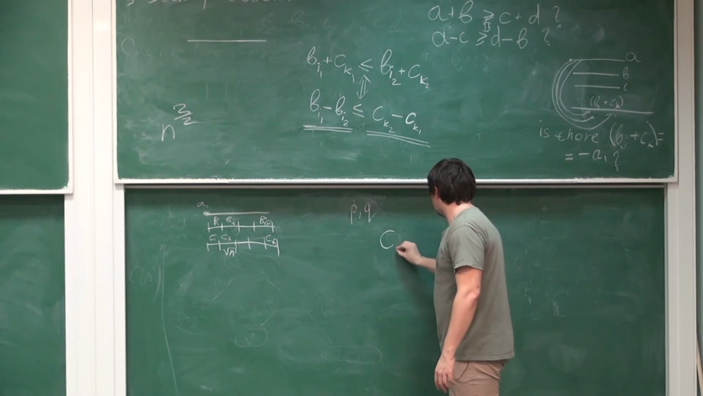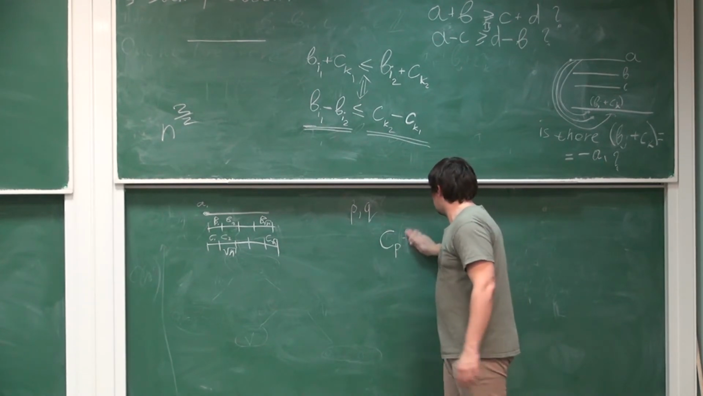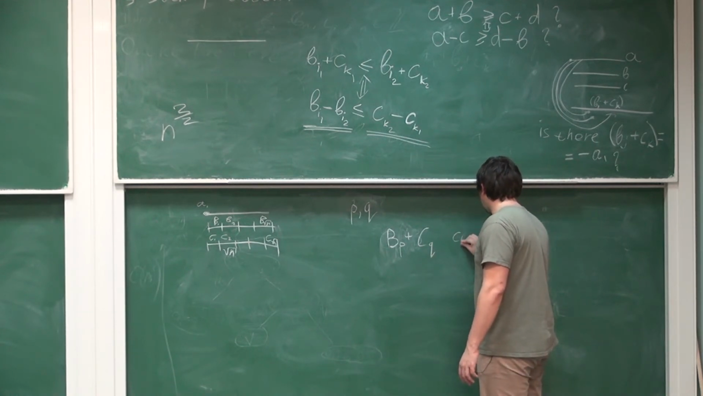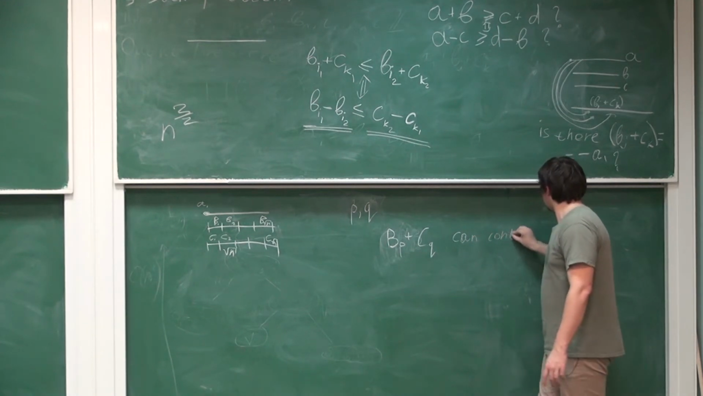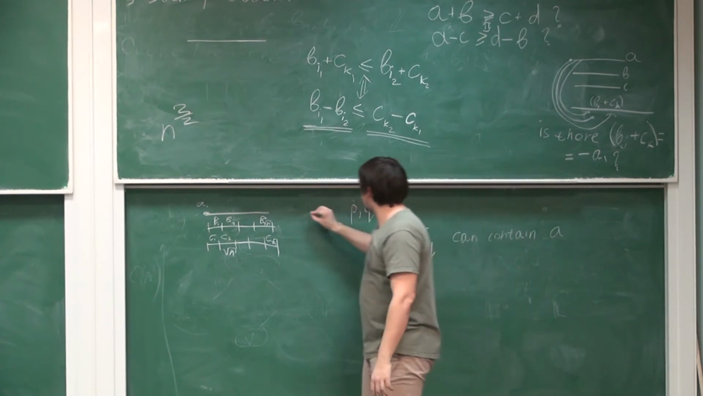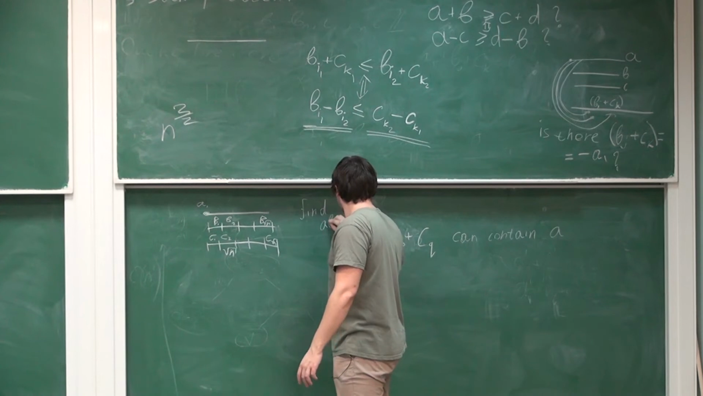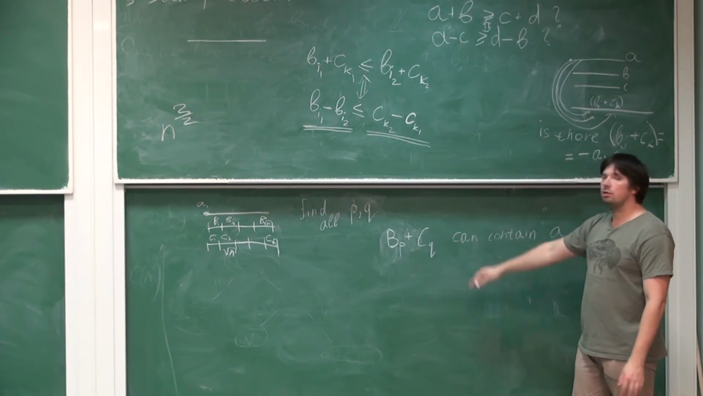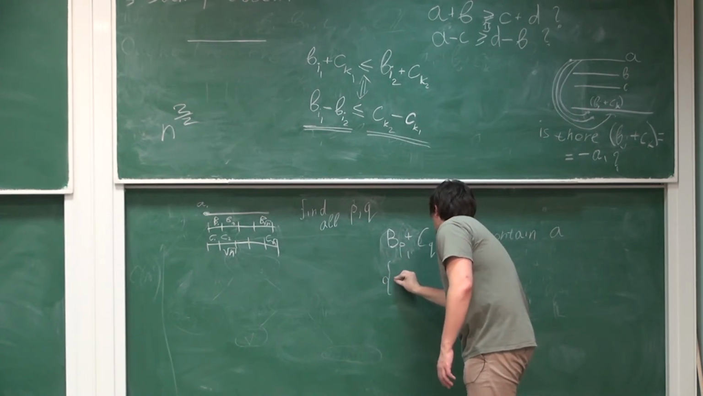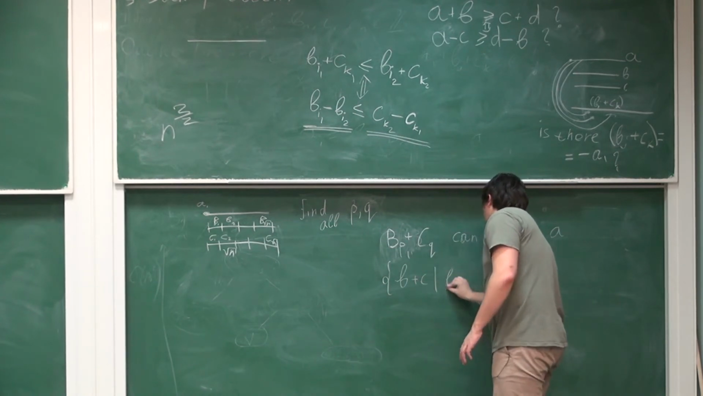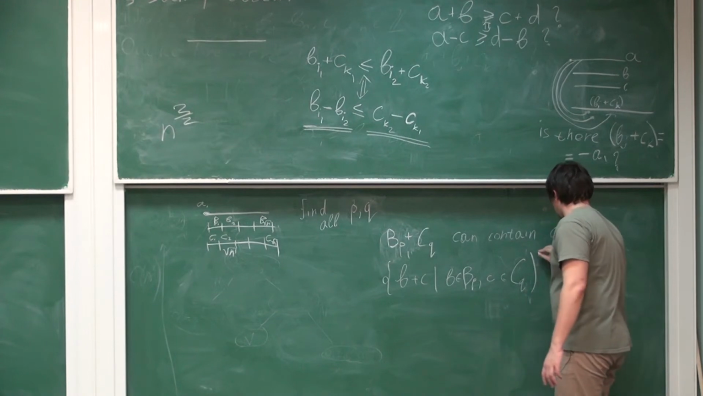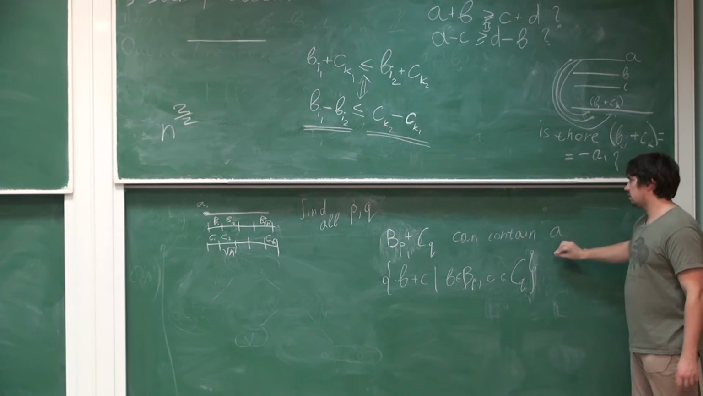Such that BP plus CQ can contain A1, right? Find all P and Q such that BP plus CQ. That means, so that is just a way of saying that the set of all the B plus C such that B belongs to BP and C belongs to CQ can contain minus A1.